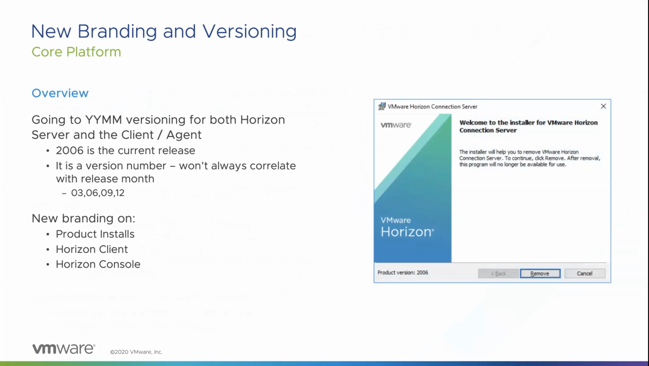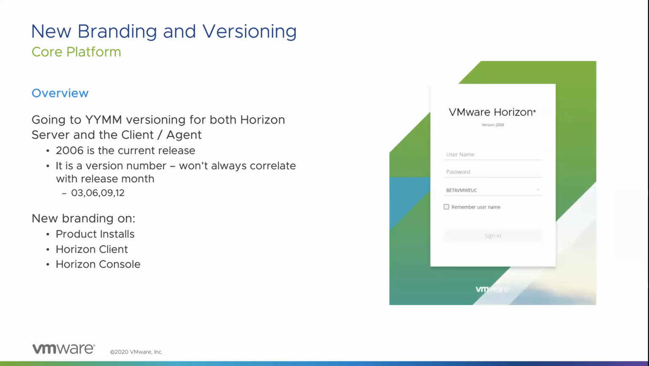So we're going to a year, month versioning for both Horizon server and the client agent. It is year, month, but it's not tied to a particular year, month. It's really a version number. So it won't always correlate with the release month. It'll always be 03, 06, 09, and 12. Very similar to Windows 10. And you'll see this new branding on product installs, Horizon Client, and Horizon Console.